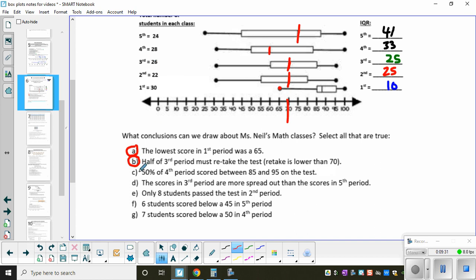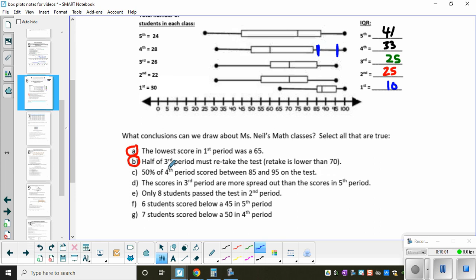All right, switching gears, we're back down here to letter choice C. 50%, so half the fourth period, scored between 85 and 95. So let's go take a look at the fourth period box plot up here. For fourth period, we care about 85 to 95 on the number line. So 85 is right here, and then 95 would be right here.